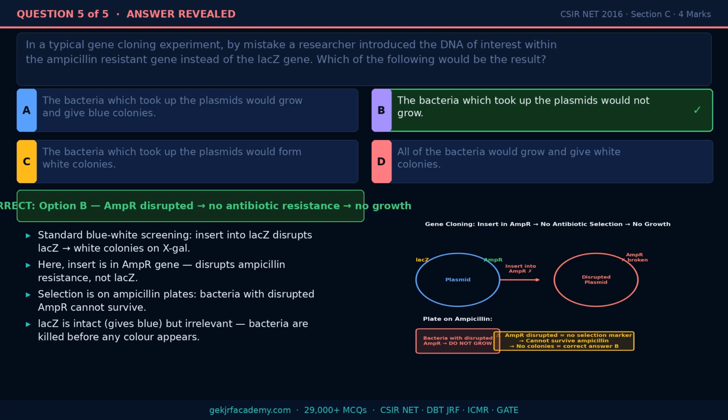Think through what happens now when the bacteria are plated on ampicillin-containing medium. The correct answer is option B. The bacteria which took up the plasmids would not grow. To understand this, you need to trace the logic of antibiotic selection in cloning experiments.